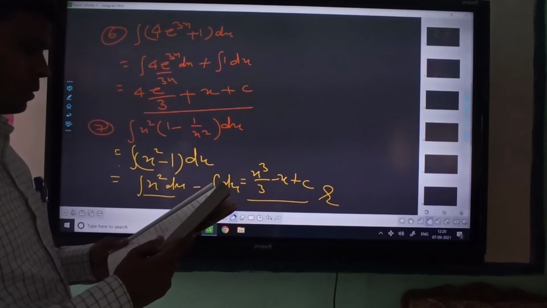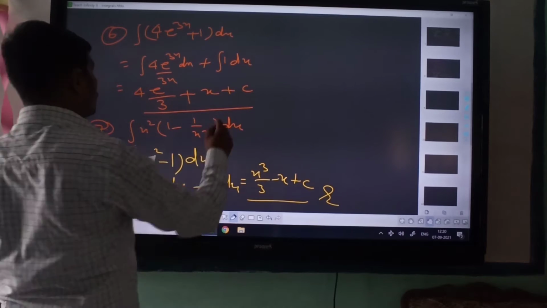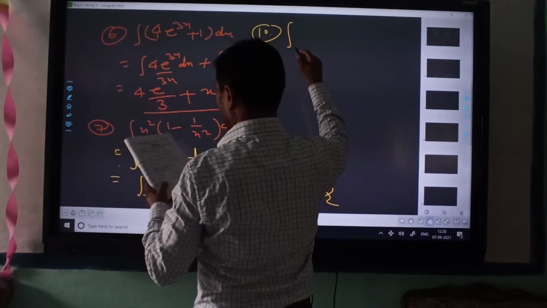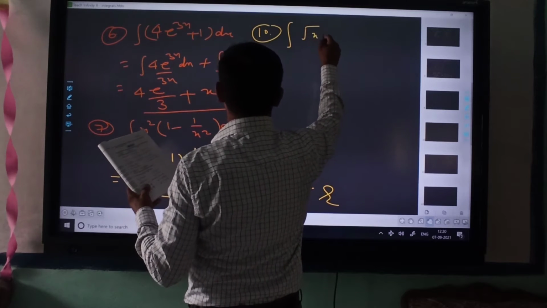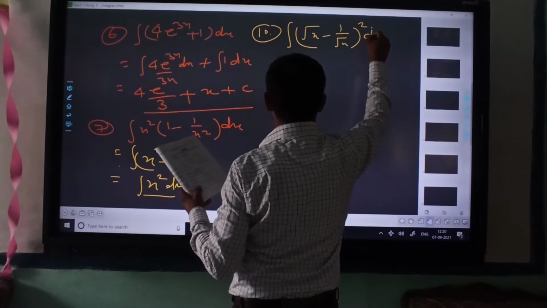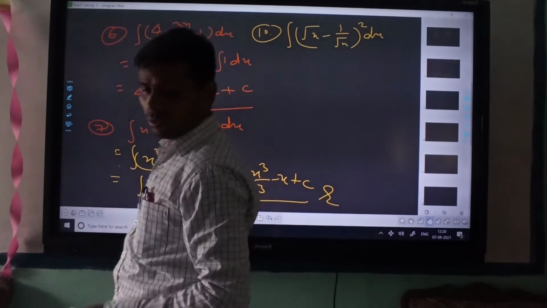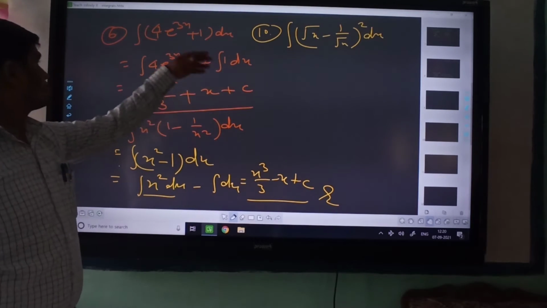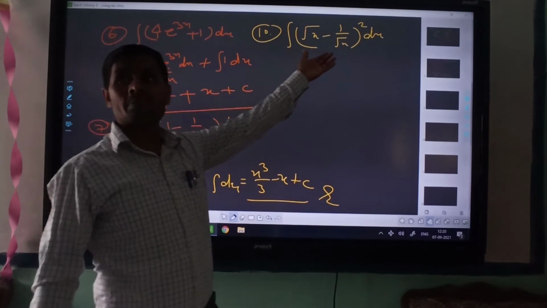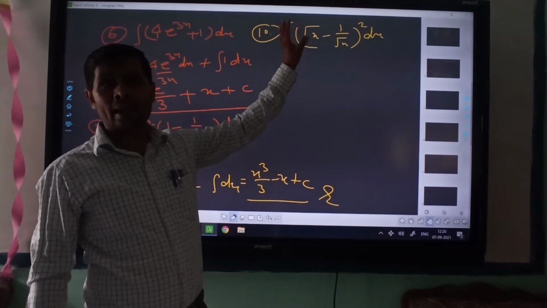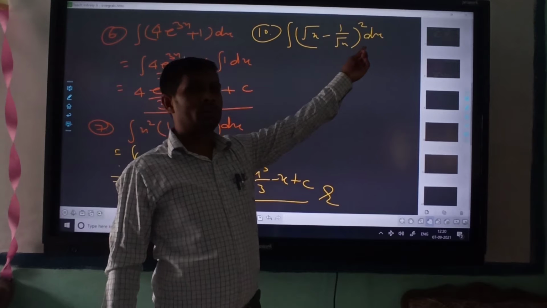So I am just taking question number 10 from this exercise. Question number 10 is what? Root x minus 1 over root x, whole square, into dx. ठीक है. How can we solve this question? In the previous question, we considered this term as x, but here there are two terms. दो term, although it is in x, but one term and another term, two terms हैं.